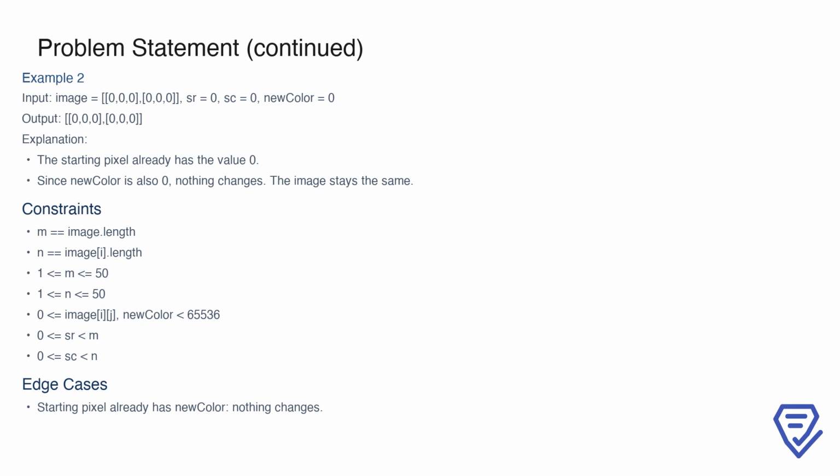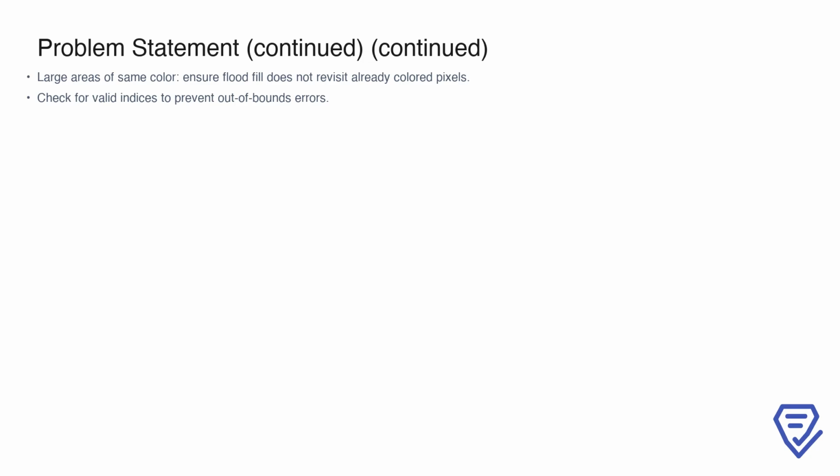Now, let's examine the constraints. The image can be up to 50 by 50 in size. Each pixel value and new color can range from 0 to 65535. The starting row and column are always valid indices. Key edge cases include starting pixels that already have the new color, large contiguous regions of the same color, and making sure we do not go out of bounds during recursion or iteration. Understanding these details helps us prepare a robust solution.